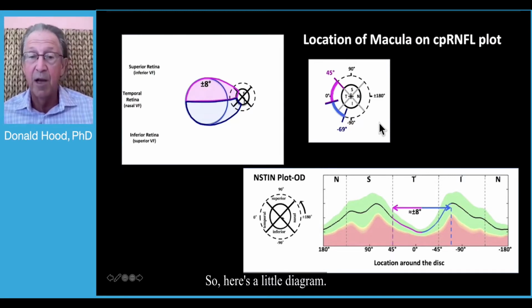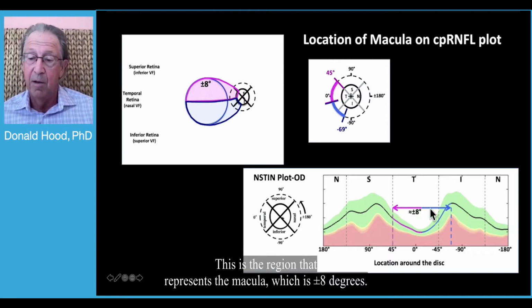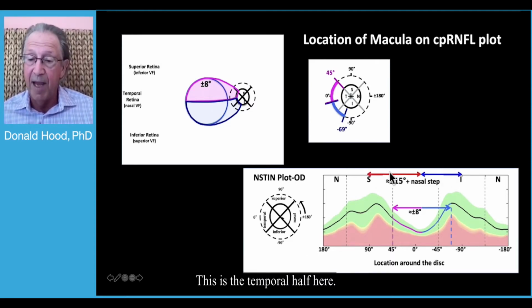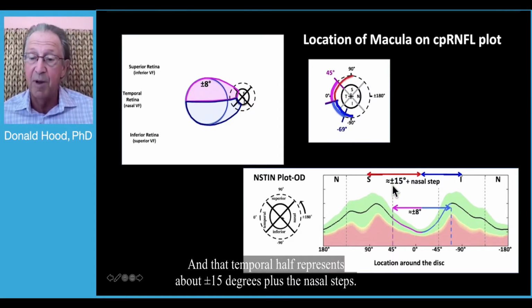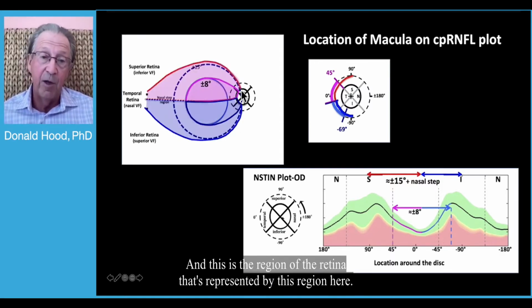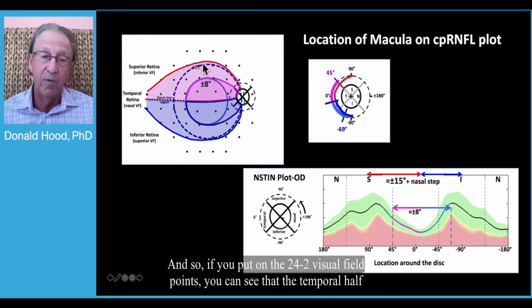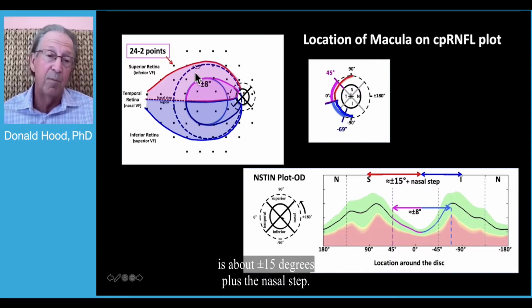So here's a little diagram. This is the region that represents the macula, which is plus or minus 8 degrees. This is the temporal half here. So this is the temporal half. And that temporal half represents about plus or minus 15 degrees plus the nasal step. So let's go over here. This is the region of the retina that's represented by this region here. And so if you put on the 24-2 visual field points, you can see that the temporal half is about plus or minus 15 degrees plus the nasal step.